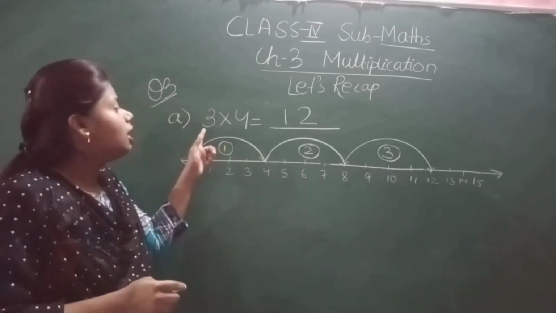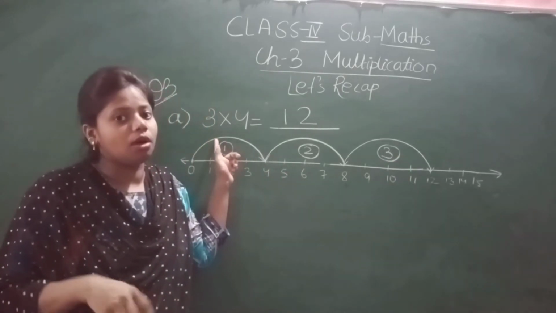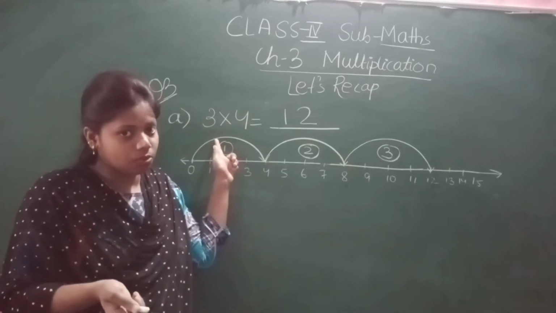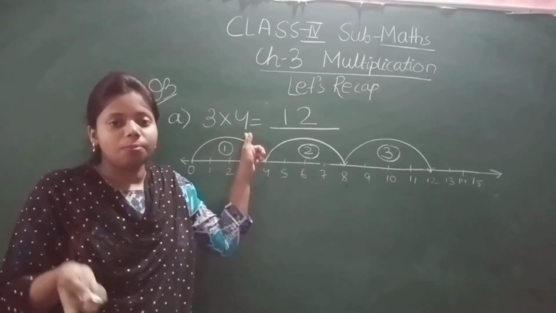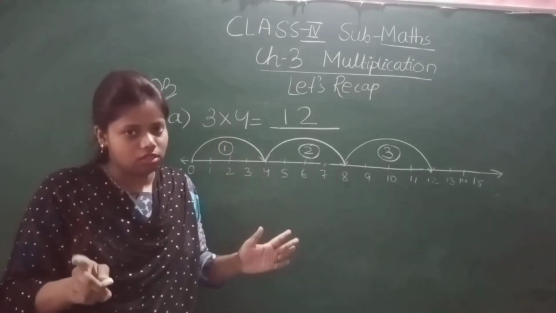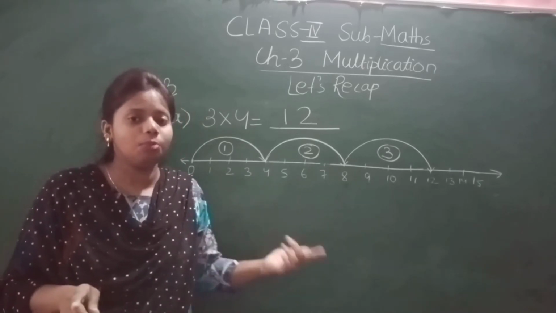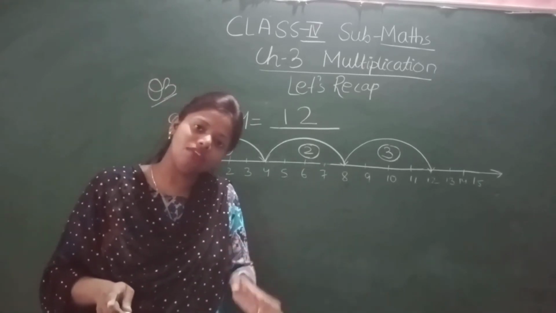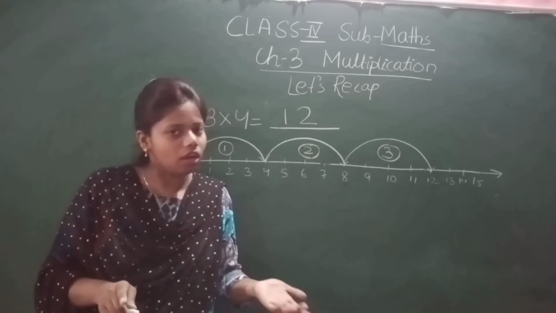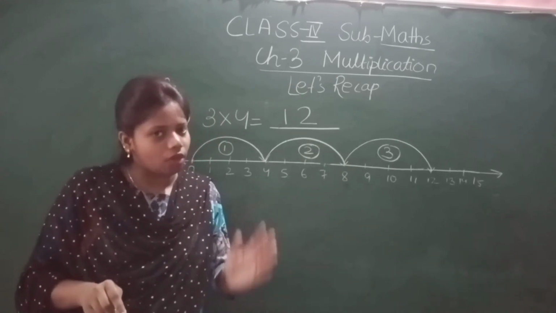So what will you do? The multiplicand which is given, you will take that many jumps. Whatever the multiplier is, you will take that much distance. One more question is B. You will do it by yourself. You will try by yourself to see whether you have understood or not. I hope you have understood.